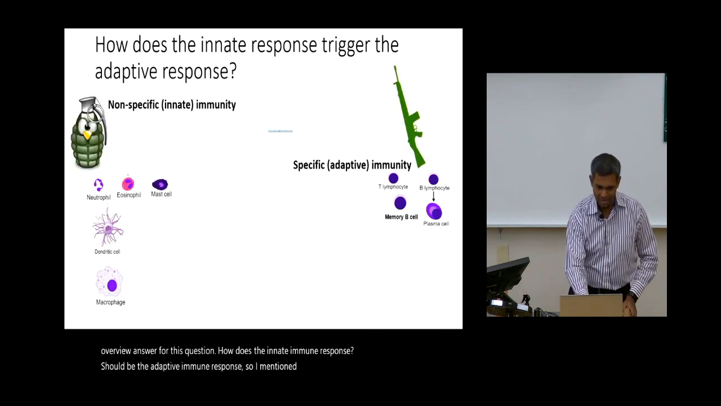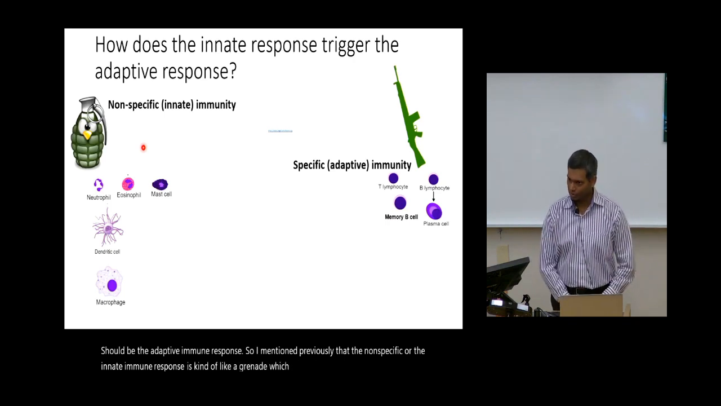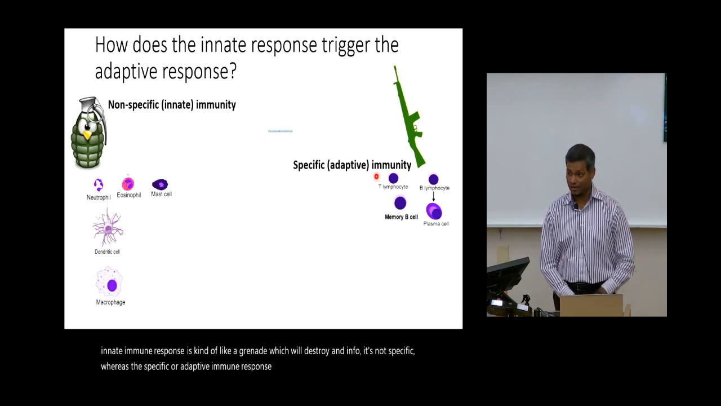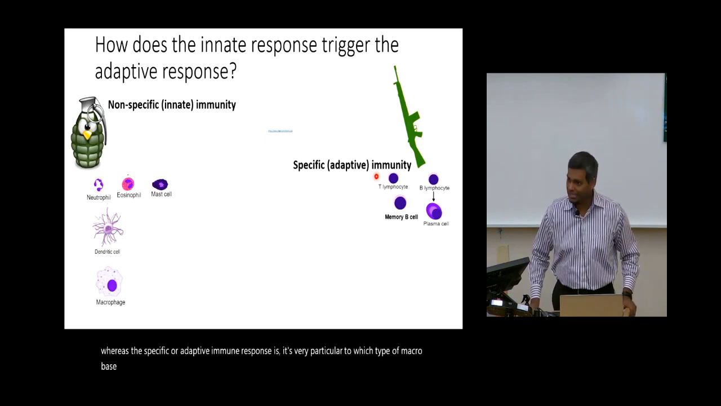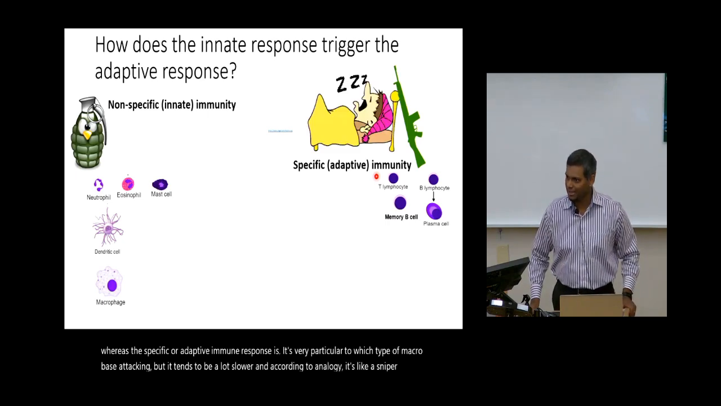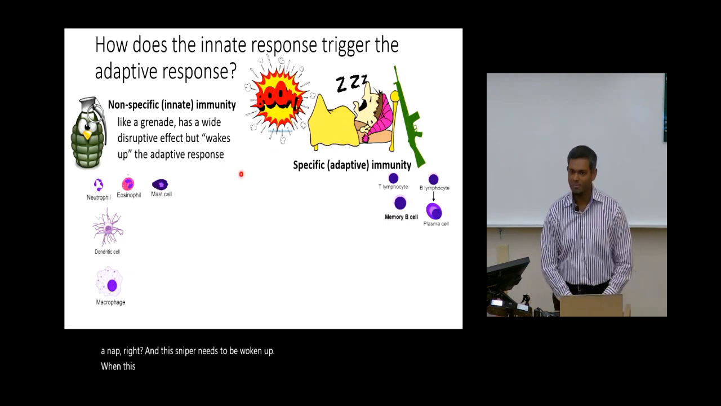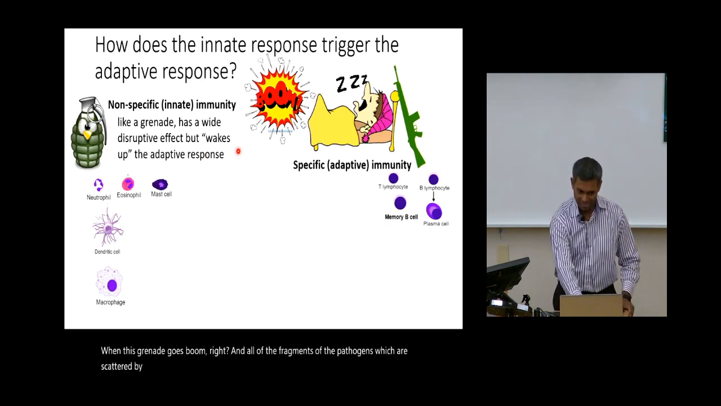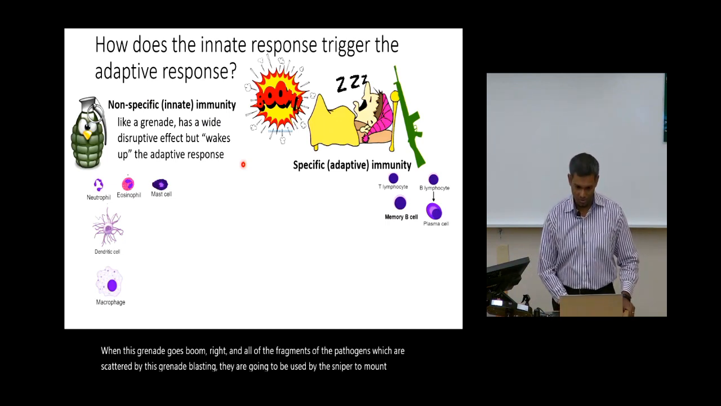So I mentioned previously that the non-specific or the innate immune response is kind of like a grenade which will destroy friend and foe. It's not specific, whereas the specific or adaptive immune response is very particular to which type of microbe is attacking, but it tends to be a lot slower. And according to our analogy, it's like a sniper taking a nap, right? And this sniper needs to be woken up when this grenade goes boom, right? And all of the fragments of the pathogens which are scattered by this grenade blasting are going to be used by the sniper to mount a very specific immune response.